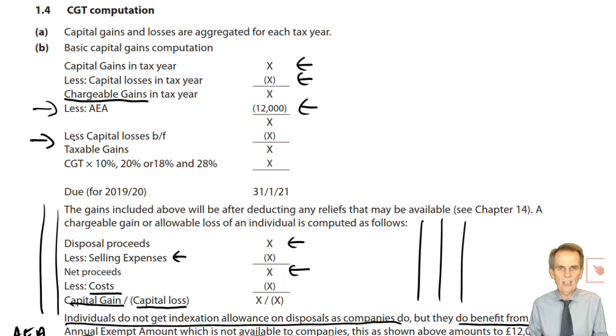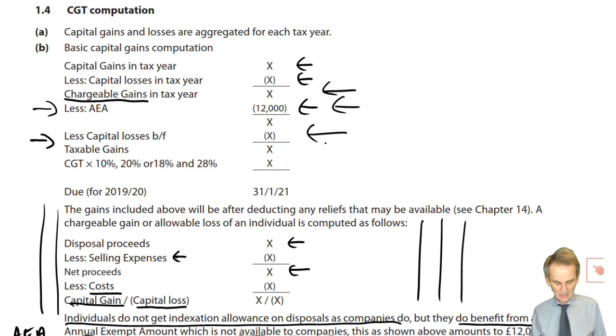As I just said, if for this tax year we made more losses than gains, we carry forward that net loss into the next tax year, and if it's not used then, we keep carrying forward. There's no time limit on the carry forward of these losses for individuals. They keep going forward until such time as they meet gains, or of course, until we die. So, get your net gains of the year, take away your AEA, then, if there are any, deduct your capital losses brought forward.